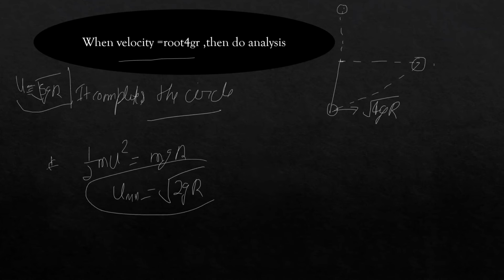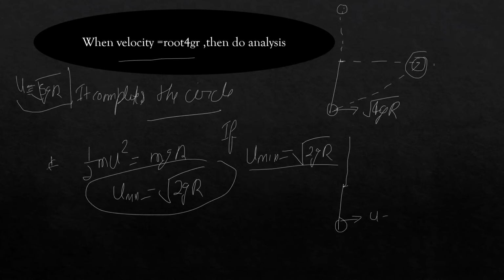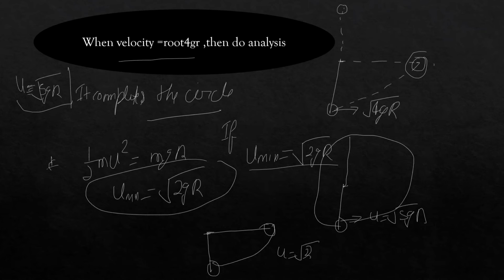So from here we can say that if we give velocity u minimum equal to under root 2 gr, then it just reaches C. If we give velocity equal to under root 5 gr, it completes the whole circle. And if velocity is equal to under root 2 gr, then it just reaches here. So what happens when velocity is greater than under root 2 gr and less than under root 5 gr?